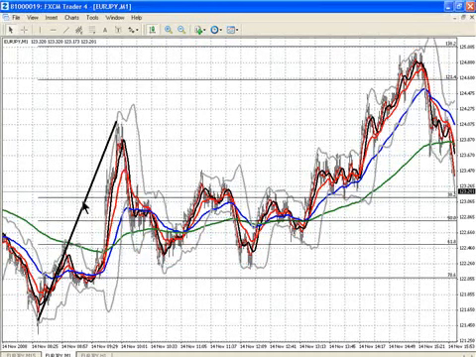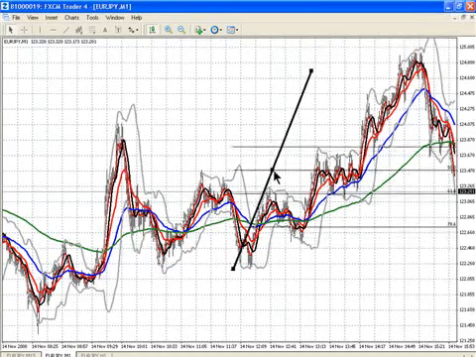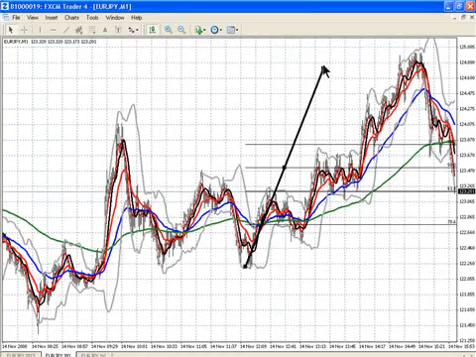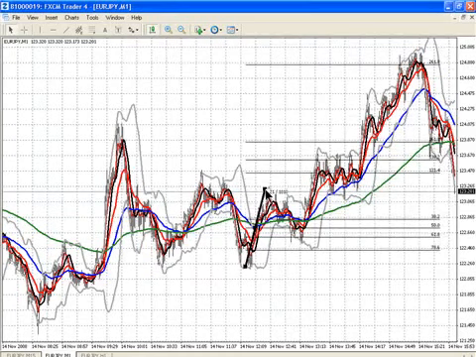Okay, but let's move this around. Let's have some fun. Fibs happen all the time. This is a 1-minute chart. I'm going to show you other time frames. But how about all these other little things?